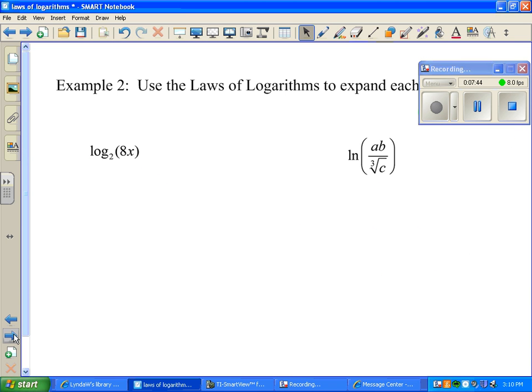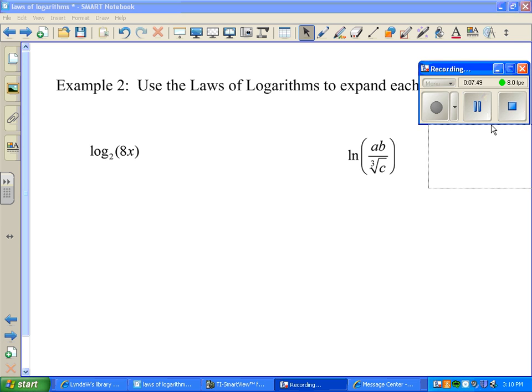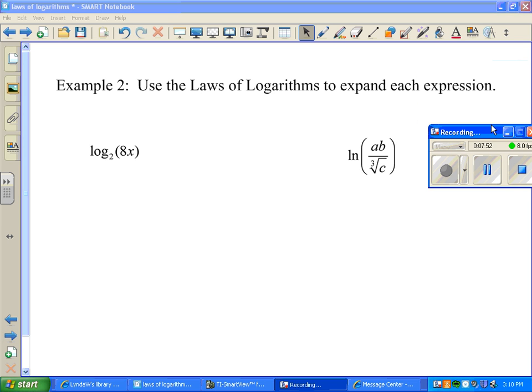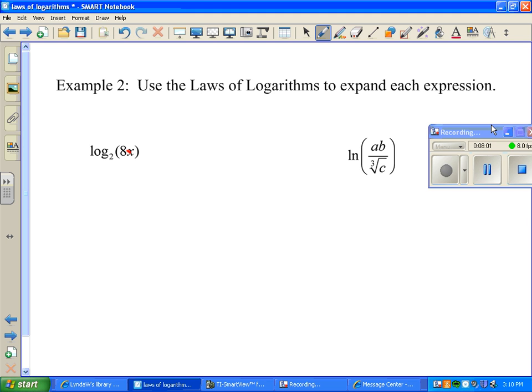Okay, now, the next example, I'd like to go the opposite way, which is to use the laws of logarithms to expand each expression. You might do something like this in calculus. Okay, so in the first one, because these are being multiplied, I would use that first rule that a logarithm that's being multiplied, you can expand into two logarithms that are being added. Make sure you keep the same base, and we're going to add log base 2 of 8 to log base 2 of x. Now, in this case, because log base 2 of 8 is a nice answer, I'm just going to change that to 3.